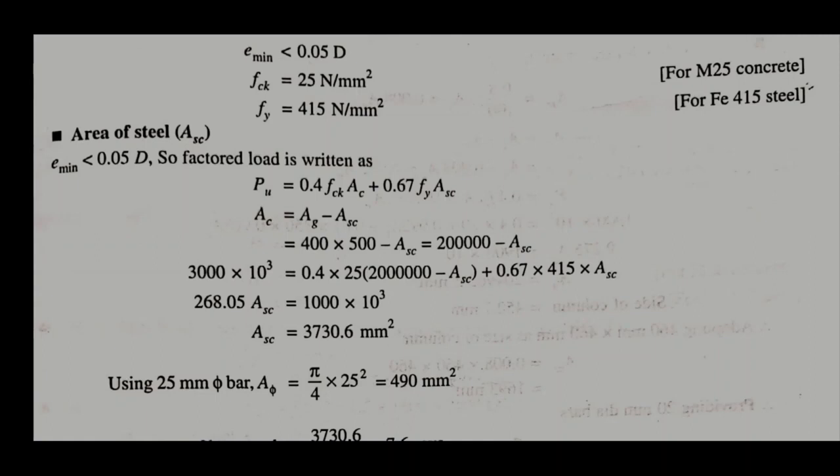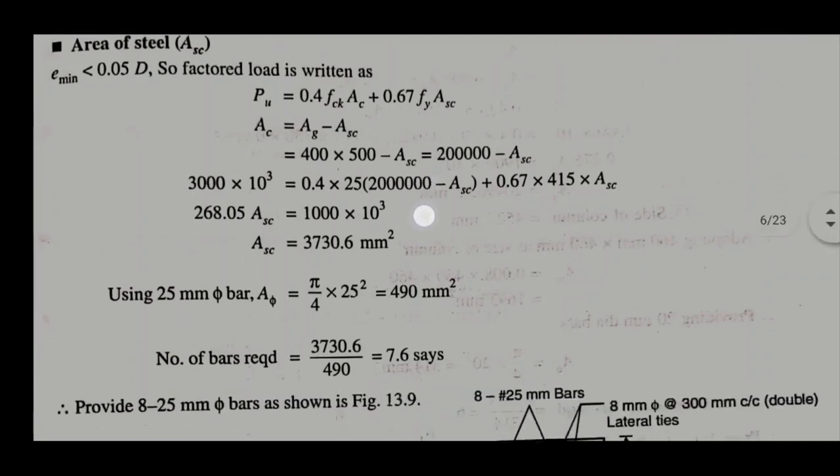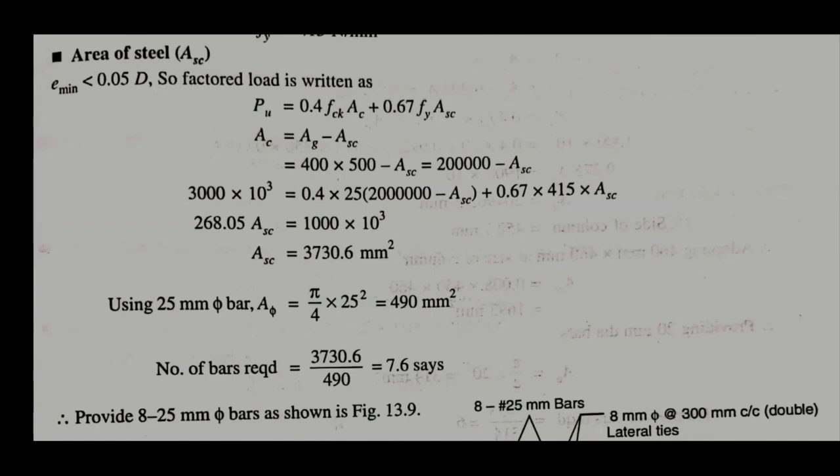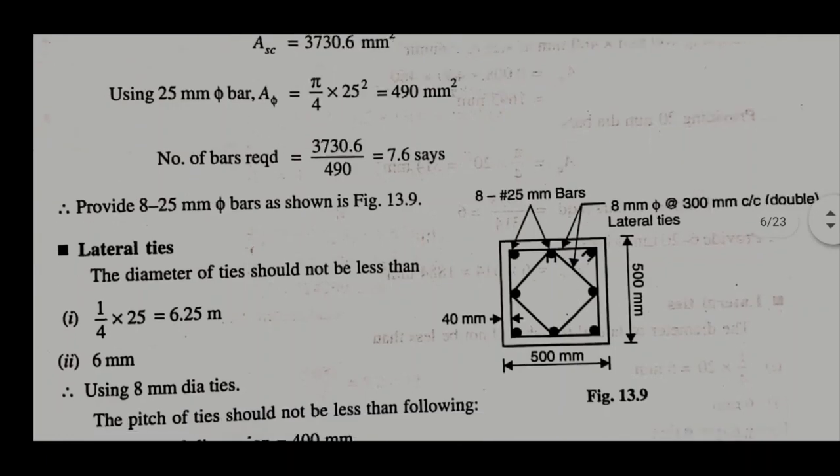Now we are using 25 mm dia bars. So area of one bar, definitely pi by 4 into 25 square, is equal to 490 mm square. So number of bars required is equal to Asc by area of one bar, 3730.6 by 490, is equal to 7.6. So we can't use 7.6 number of bars. So definitely we provide 8 number of bars of 25 mm diameter, as you see in figure.